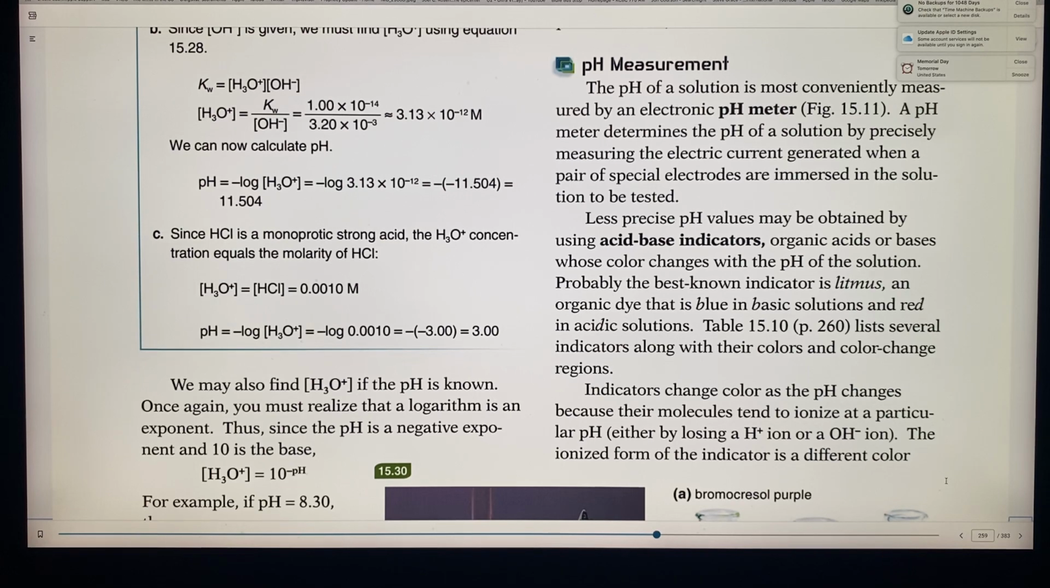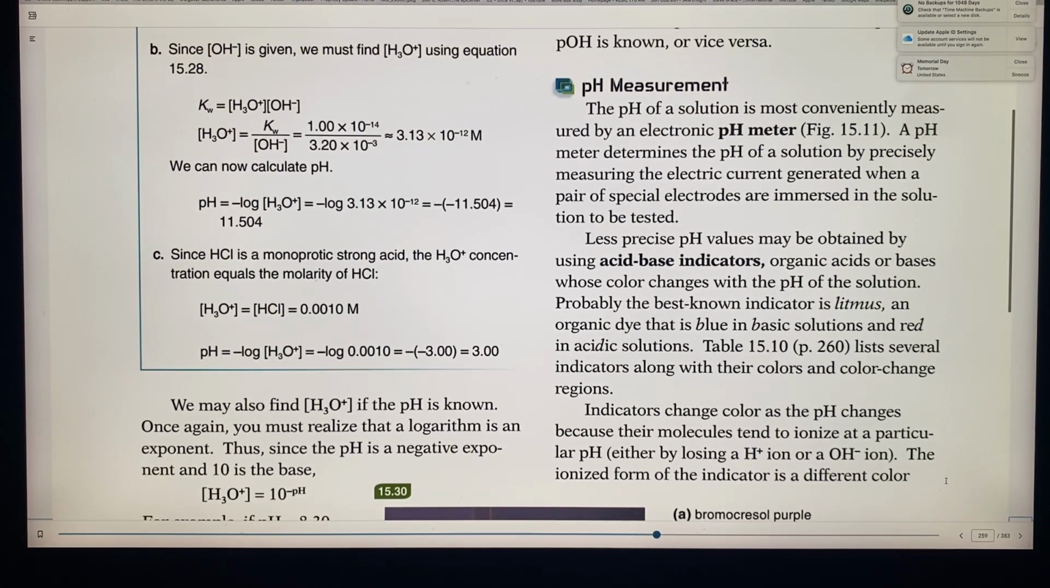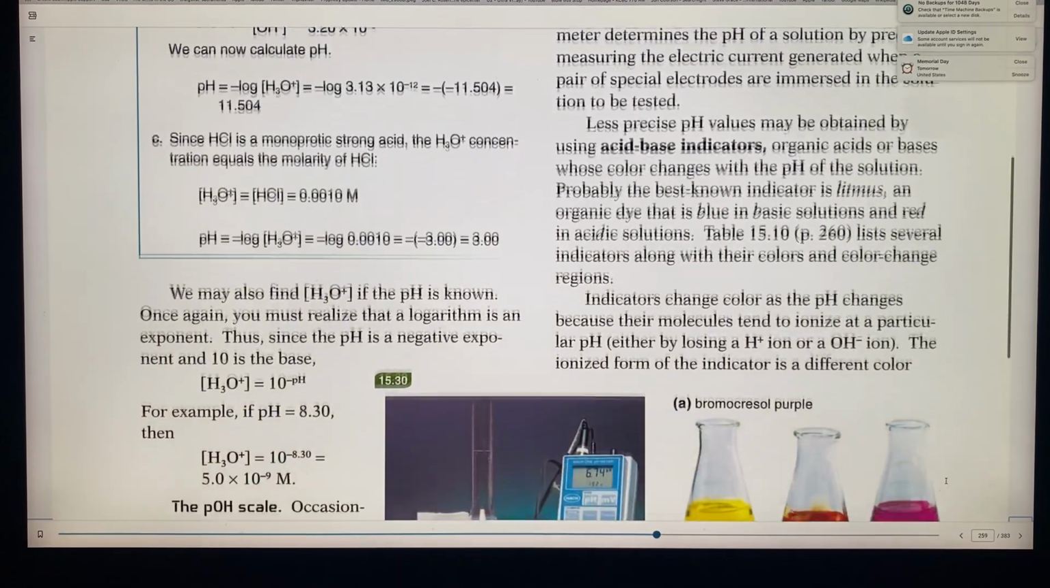pH measurement. Let's see. How do we measure pH? What do we use? Got to have instruments, right? Well, of course, now we have a pH meter, an electronic one that does it. And it determines the pH of a solution by precisely measuring electric current generated when a pair of special electrodes are immersed in the solution.